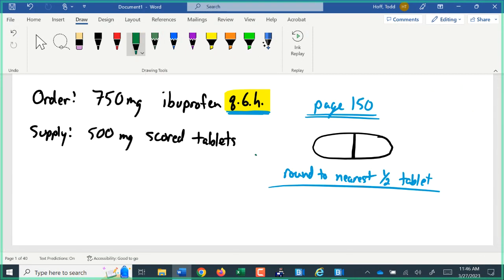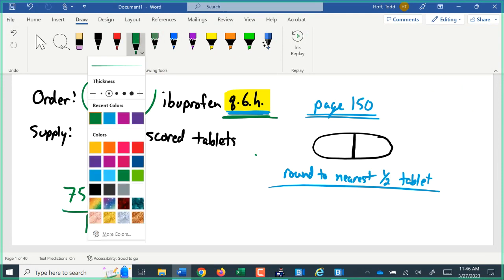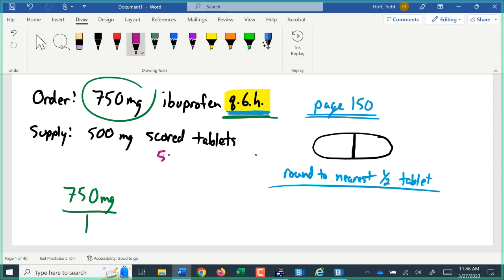Remember, for dimensional analysis, we always start with the doctor's orders, 750 milligrams. In this case, the time factor, again, it's a single dose every 6 hours. It's not a dosage given over time like an IV. So the time factor doesn't come into this. So we're just going to put the 750 milligrams over 1. Now the 500 milligram scored tablets, remember that is actually an equivalency. What that is telling us is that 500 milligrams is equivalent to 1 tablet.